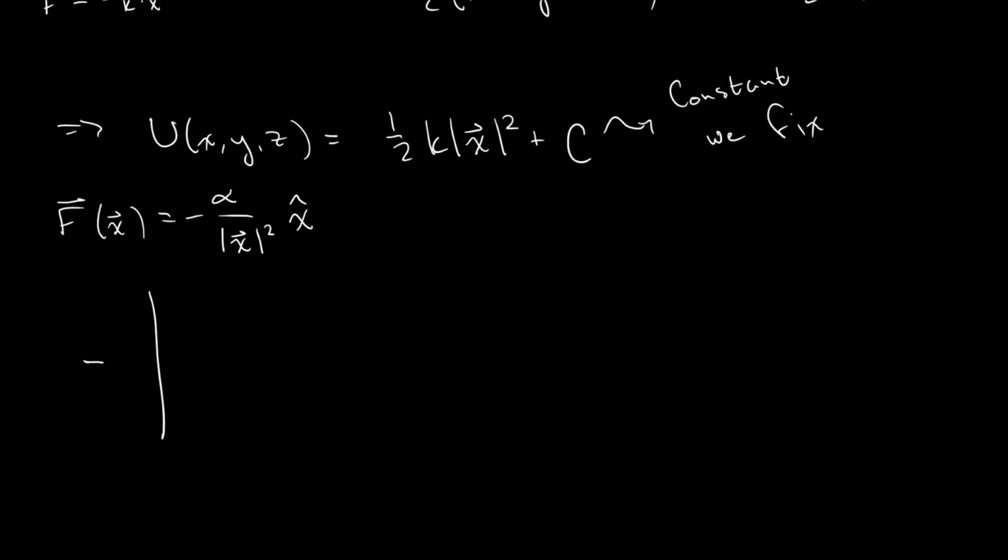So I'll just go ahead and draw this out. I have some gravitating body here, and some second gravitating body here. And this is going to be my position vector. And of course its direction is given by x hat. So the force is felt this way, and it's this inverse distance squared relation.